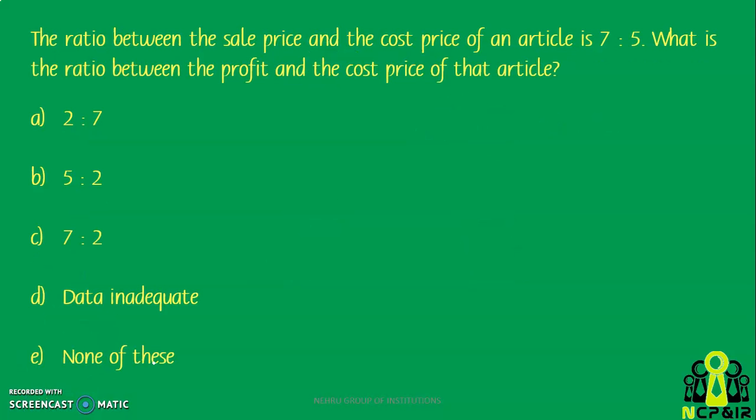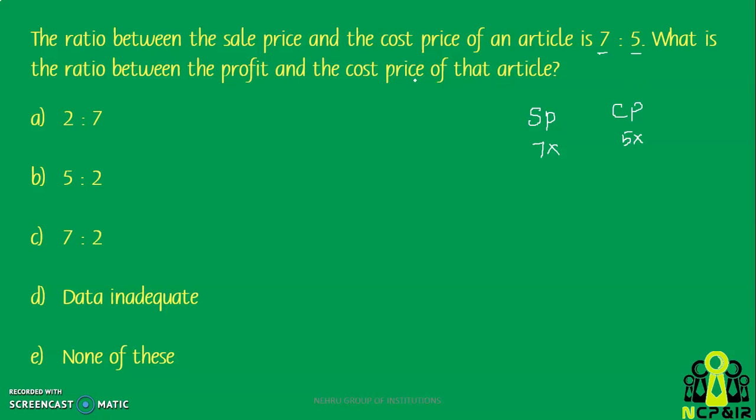The ratio between the selling price and the cost price of an article is 7:5. What is the ratio between the profit and the cost price? See, whenever they give you the term ratio, you need to take it as that many times. I'll show you here. So here what they have given is selling price and cost price. So the ratio is 7 and 5. So you take it as 7x and 5x.